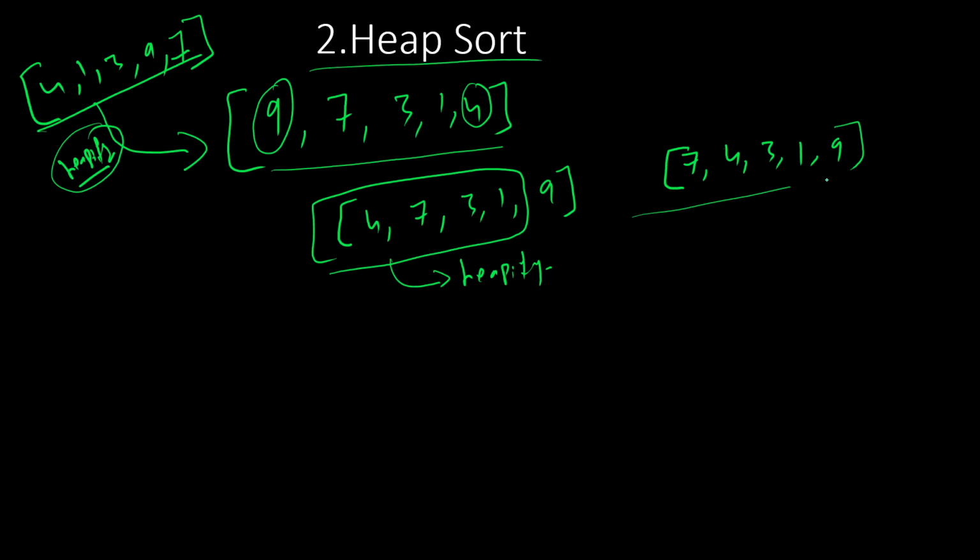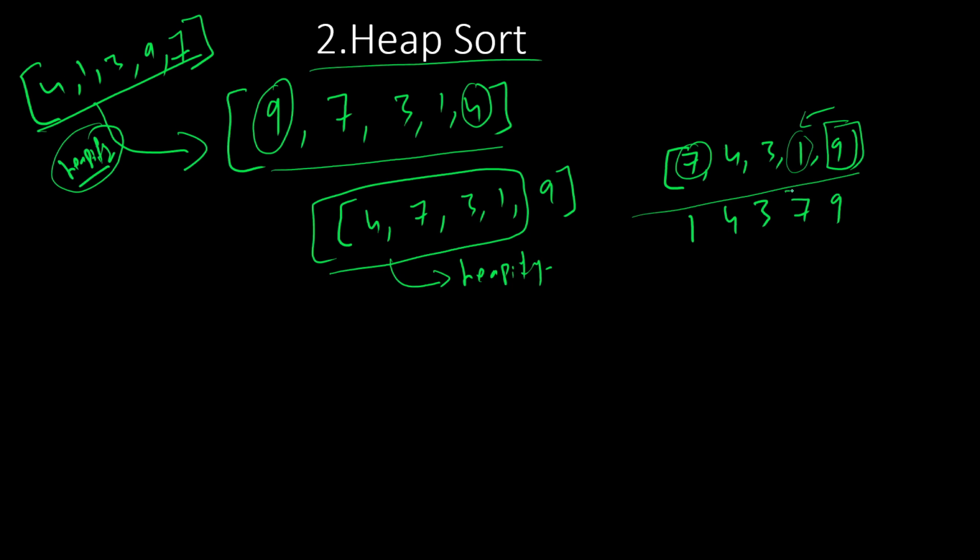Now after heapifying, we got 7 at the starting position. Now again, we will reduce one index. Previously we exchanged the last element. Now we are not using that. So the remaining array, the last element will be 1. Now just replace that with the starting again. We will get 1, 4, 3, 7, 9.